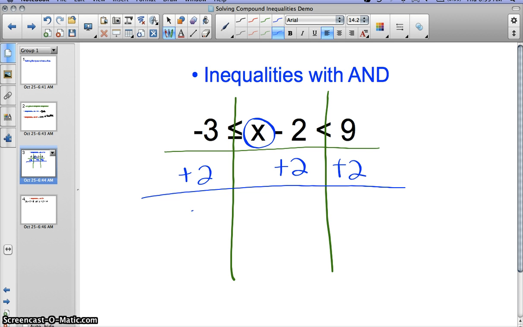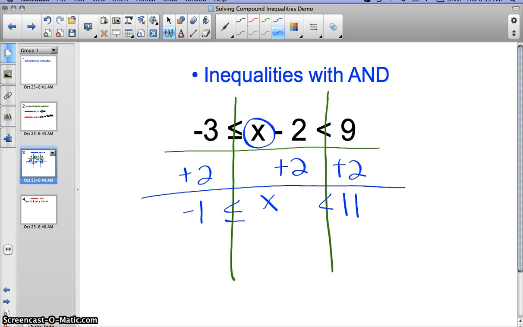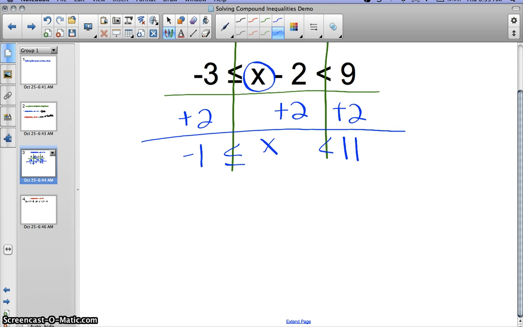So negative 3 plus 2 is negative 1. We've got x in the middle, and 9 plus 2 gives me 11. Bring down our symbols, because we didn't multiply or divide by a negative, so we have no reason to flip. And now we just need to simply graph this one. I'm going to scroll down on the page just a little bit.